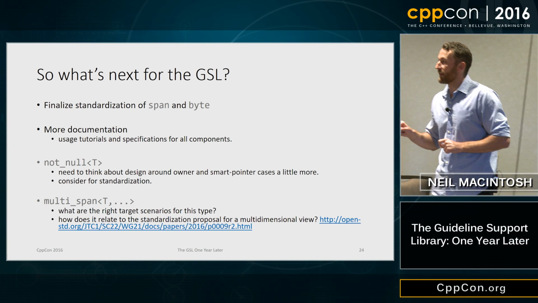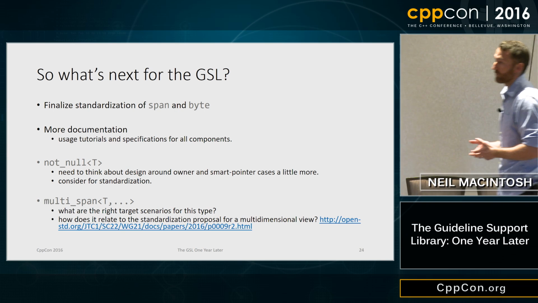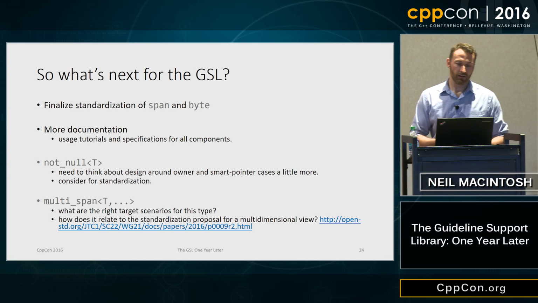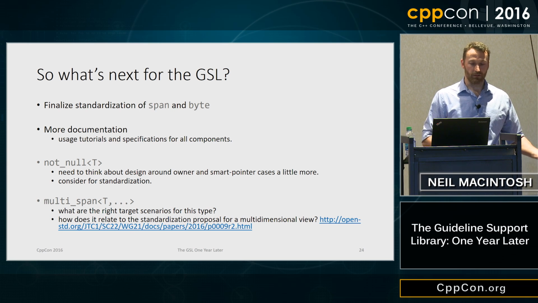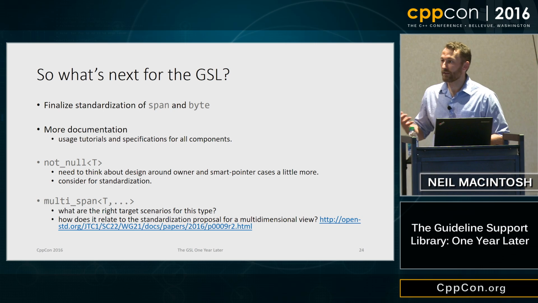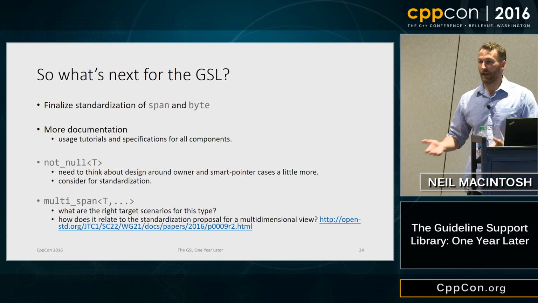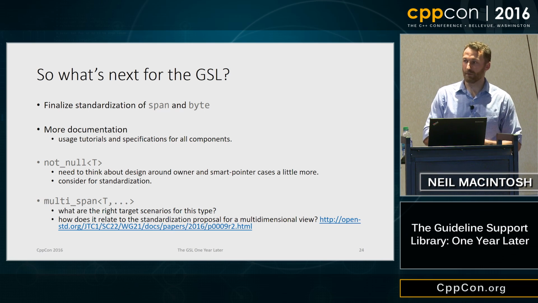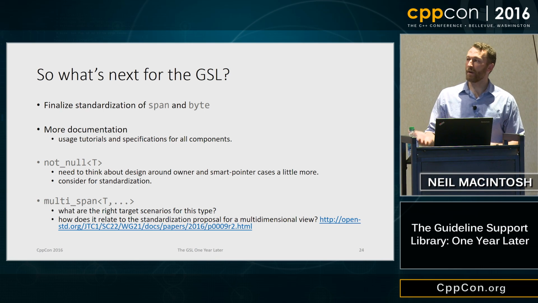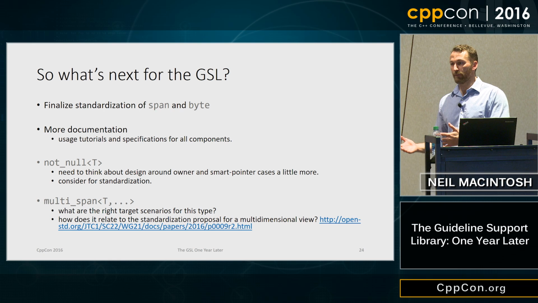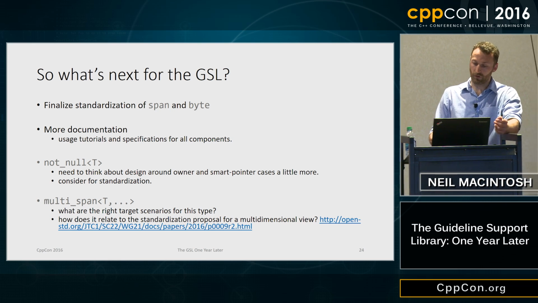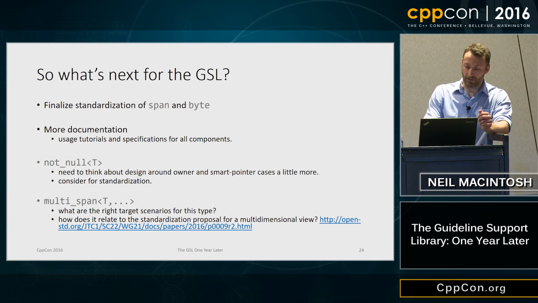What's next for the GSL itself? Okay, so we've got to finish what we started. So we want to finish the standardization process. We want to add more documentation, as I talked about earlier. And we want to start thinking about standardizing new types and finishing their interface and make sure it's as tight as possible. And not null is the first one that leaps to mind. Multi-span, I think we need to go back and revisit. Do we want a multi-dimensional type? What does it look like? How does it play with the multi-dimensional view type that's proposed in the link at the bottom of the screen?